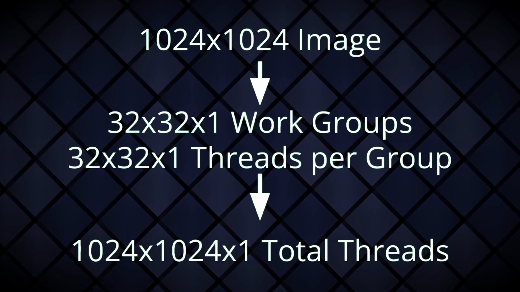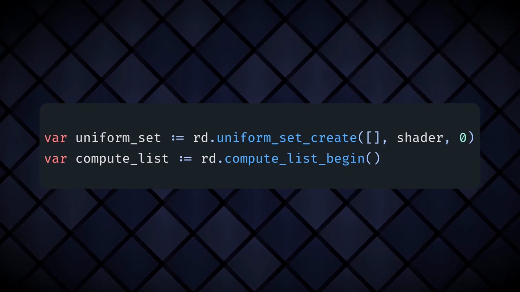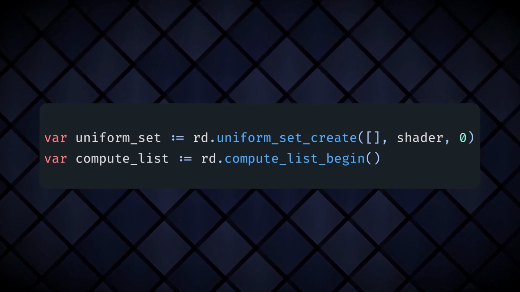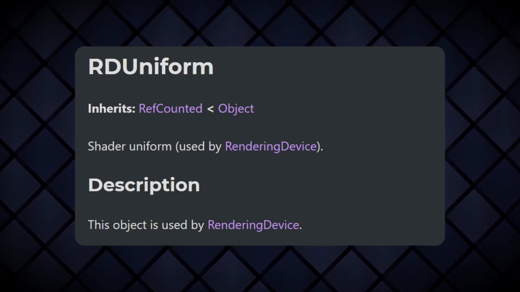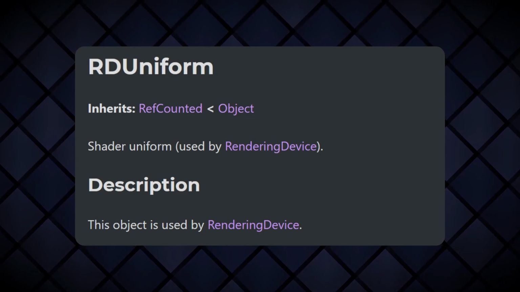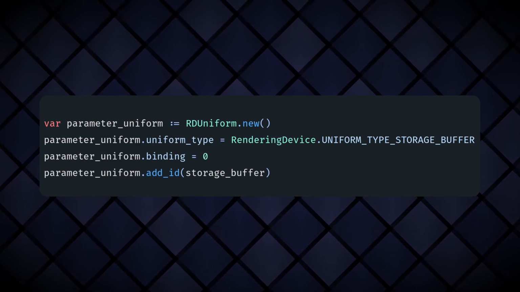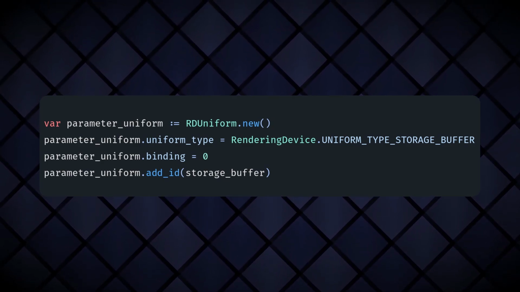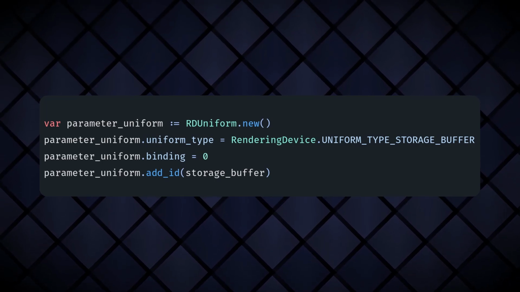Alright, we are so close to being done with our script. The last thing we need to do is go back where we created our uniform set and actually fill in the uniforms we want to send. The array being passed when we create the set is an array of RD uniforms. Each RD uniform corresponds to some amount of data we're going to be sending to the GPU. First, we'll create an RD uniform that corresponds to the storage buffer we created earlier. You do this by creating an RD uniform, specifying its type, in this case a storage buffer, its binding, which is essentially a unique index each uniform has to have, and then add the ID of the storage buffer itself.